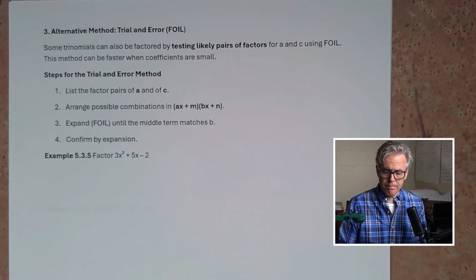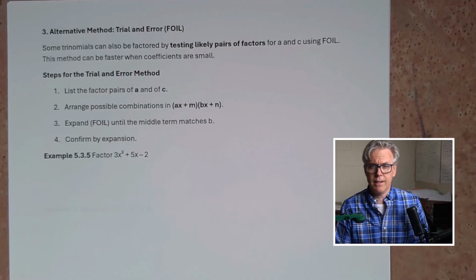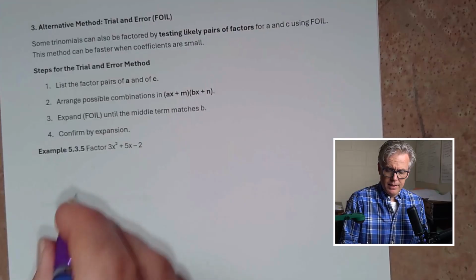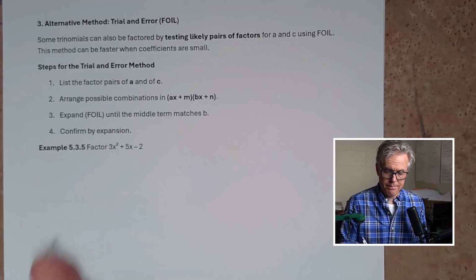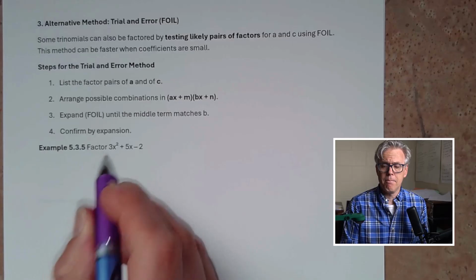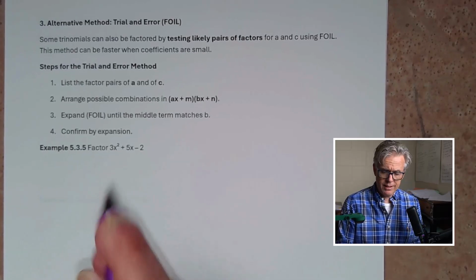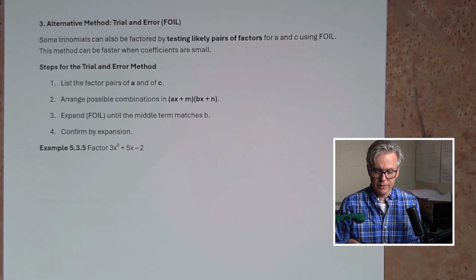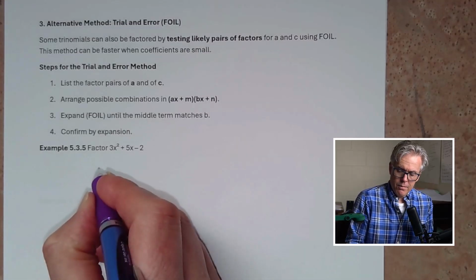And so, as you would expect, one disadvantage of trial and error, it's hard to teach. You're just kind of playing with the numbers until they work out. It's not as systematic as the AC method. But it is sort of the way that most students and people that are factoring these when they're in upper math class end up doing when the numbers are relatively small. And so let's look at this one right here.